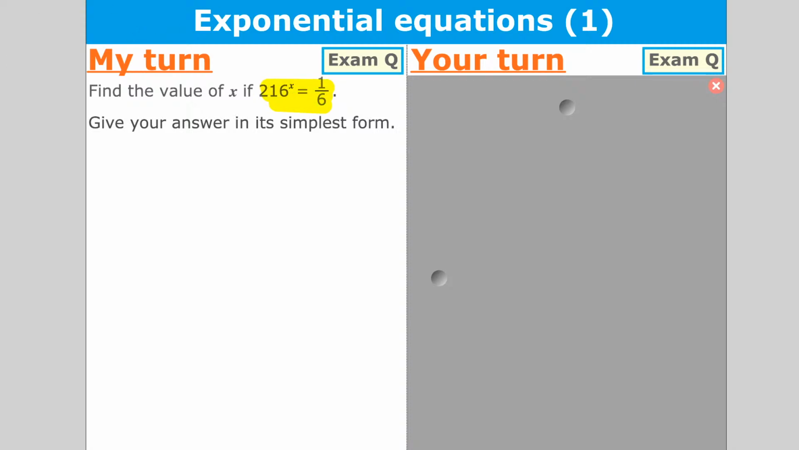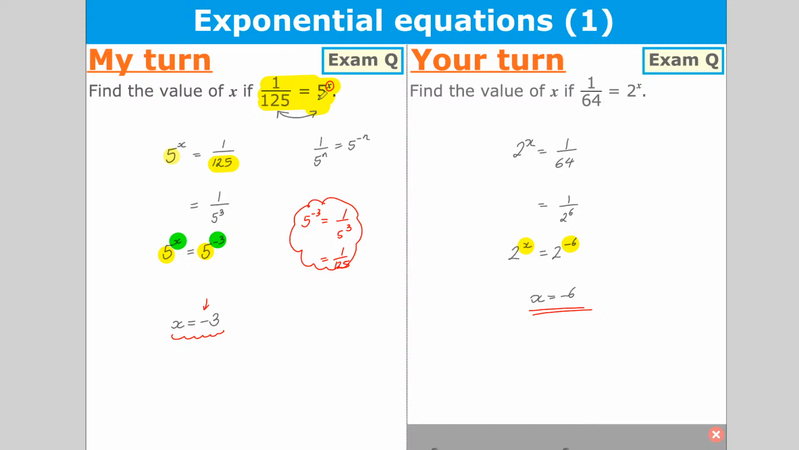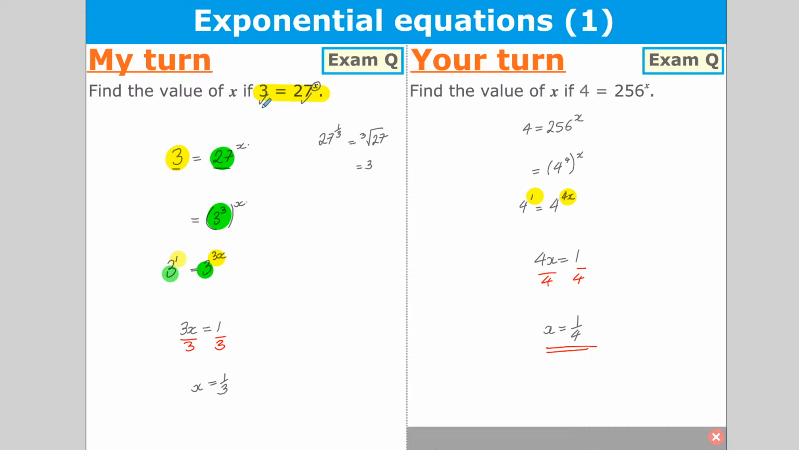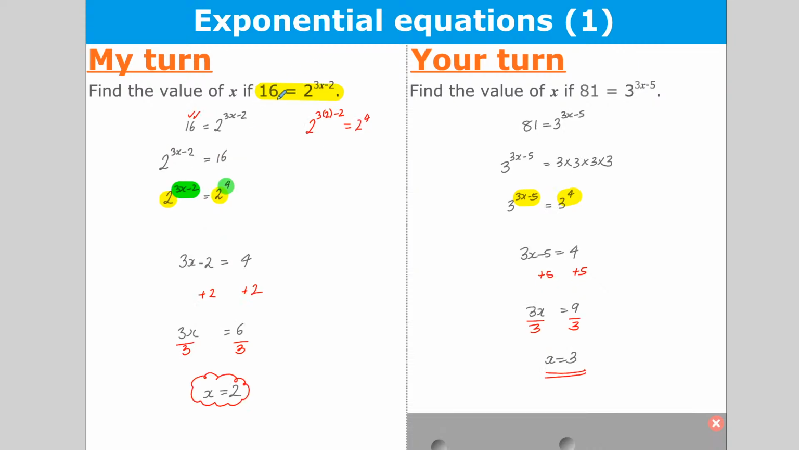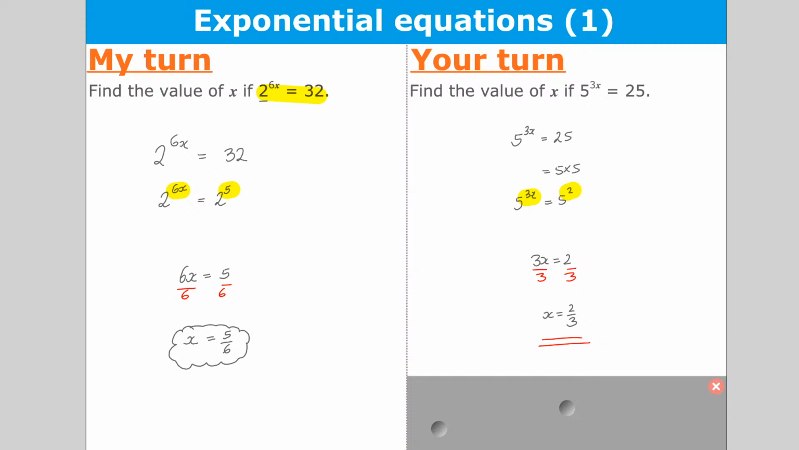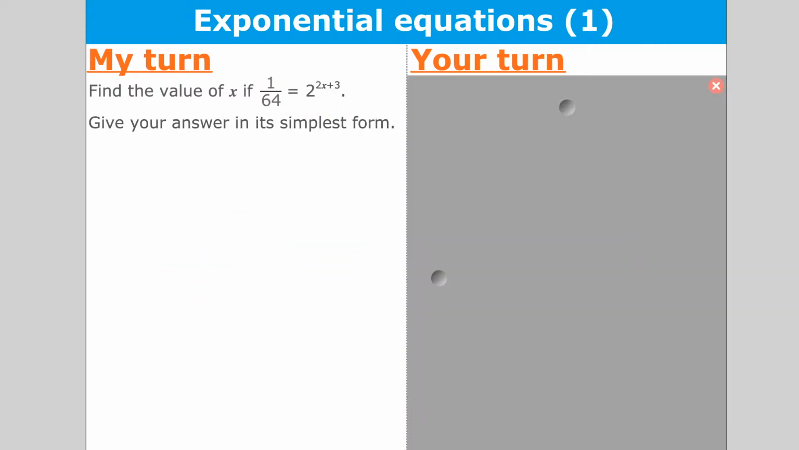The reason it's different is that in all the other ones it was obvious what power to use. Here, we were given 5 to the power of x, so use 5 as the base. Here, we were given a 3, that gave us a hint. Here, we were given a 2, that told us to use 2. What makes this nasty is we've got 216 and we've got 1/6, so the base isn't obvious. So 216 to the power of x is equal to 1/6.